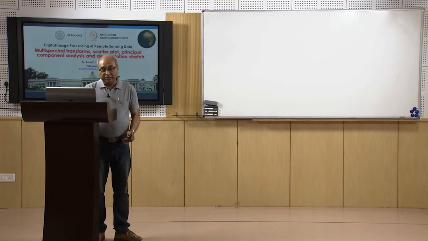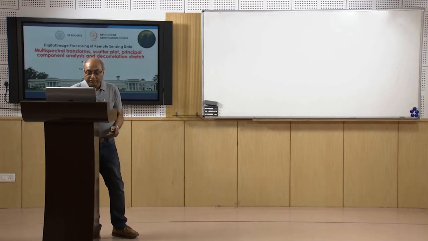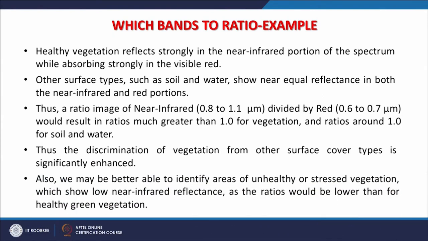And that is why I was mentioning that where there is a sharp change in the curve, those two adjacent bands will give you much better results. Thus, the discrimination of vegetation from other surface cover types is significantly enhanced in such ratio outputs. And also we may be better able to identify areas of unhealthy or stressed vegetation, vegetation suffering from lack of water or maybe disease. By employing this ratio, you can clearly identify the health of the vegetation.